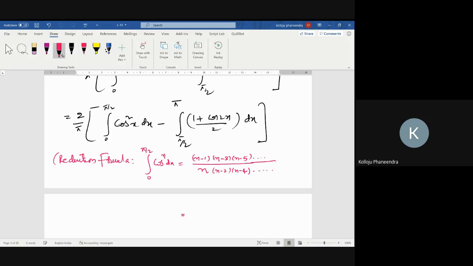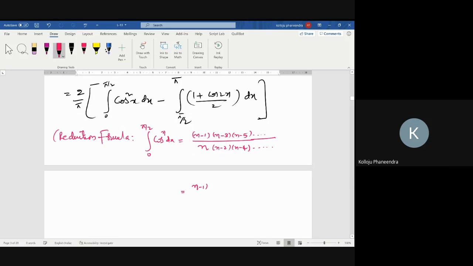And if I write this formula, in the numerator first reduce 1 unit in the exponent, then 2 units, and at last if you get 1, and in the denominator write first the exponent n, then reduce by 2 units, that is n minus 2, n minus 4, and last you will get 2. If it is lastly 1 by 2, then it is multiplied by pi by 2. This is the reduction formula.